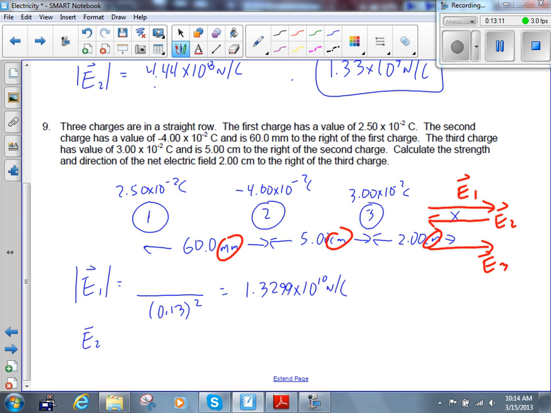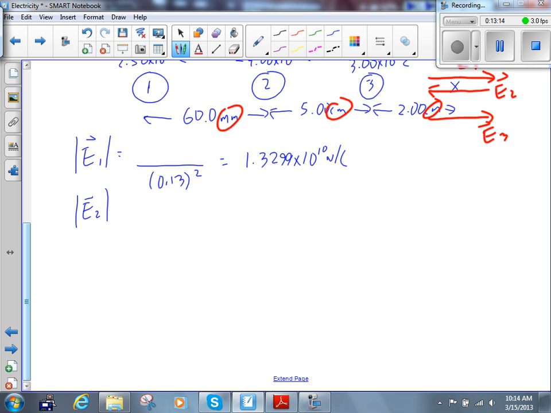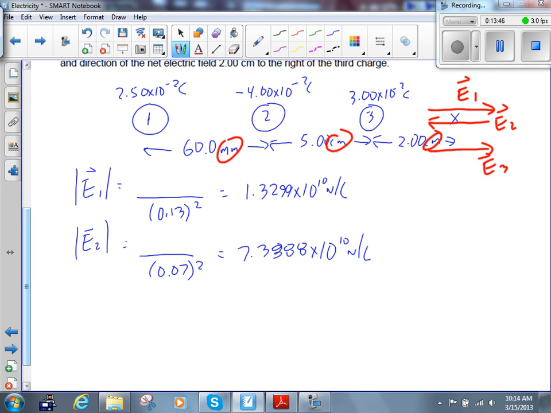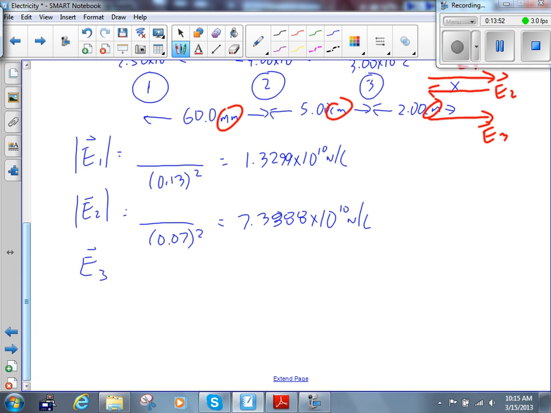E2 is found in a pretty similar way. It's also KQ over R squared. This time R is going to be 5 plus 2, 7 centimeters, 0.07 meters. Don't forget to square that. Again, the most common mistake that people make is forgetting to square that R. Here we get 7.388 times 10 to the 10 newtons per coulomb. Again, if we had put a negative sign in for the charge when we solved for that, we would have gotten a negative value for field. We don't want that. We want a positive value until we start adding them up. Then we'll worry about whether it should be negative or positive.